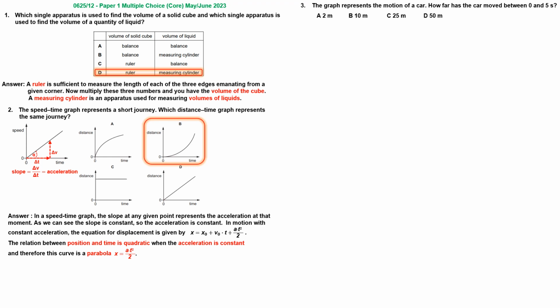Question 3. In a speed time graph, the area under the curve represents the distance traveled.